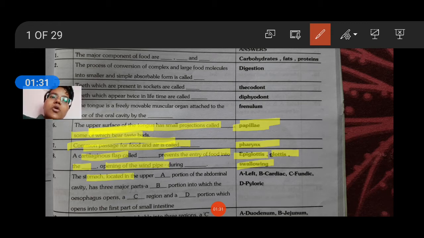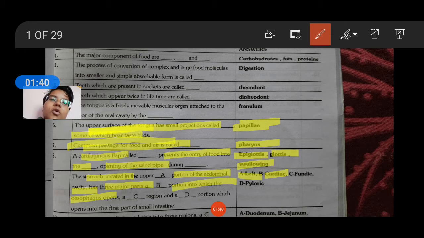The stomach is located in the upper left portion of the abdominal cavity. It has three major parts: the cardiac portion, in which the esophagus opens, the fundic region, and the pyloric portion, which opens into the first part of the small intestine.